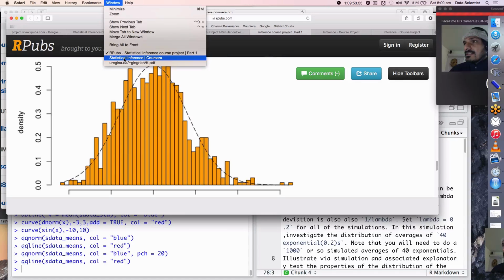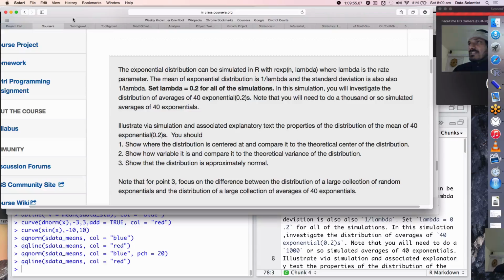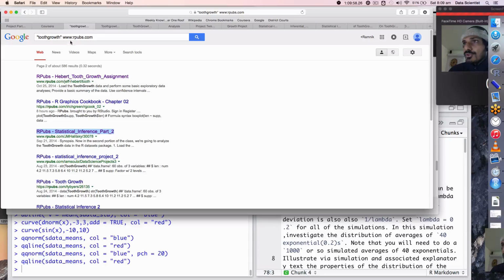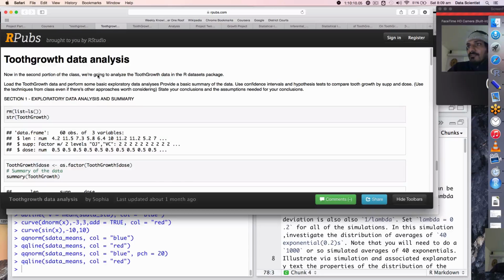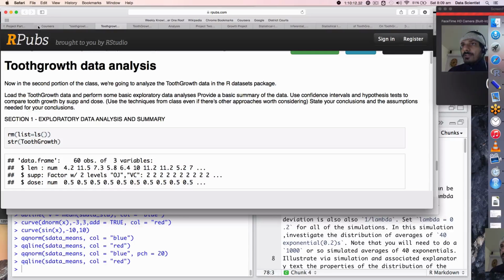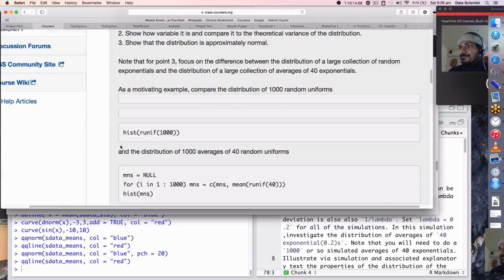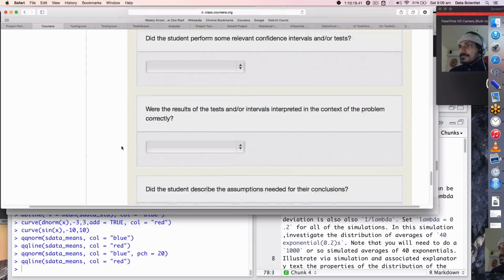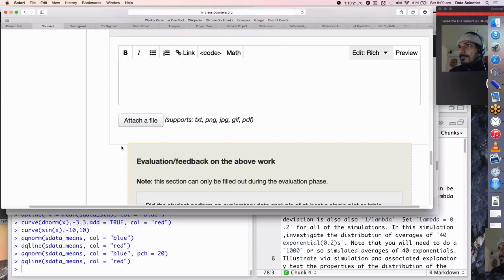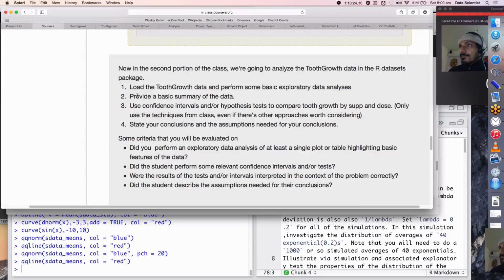Similarly, I've searched, and this project is called tooth growth. This is how I searched it: I said tooth growth, and then rpubs.com. Whatever I got, I started opening it up. We will look at what the question says. My question in Coursera says... even I have to complete this, by the way. I have not yet done it.